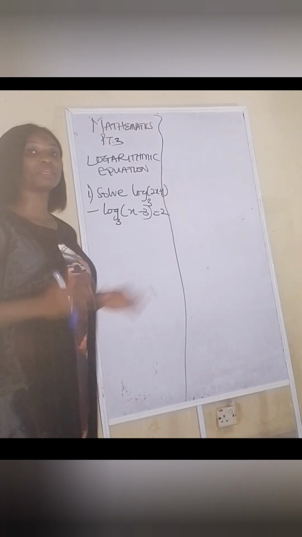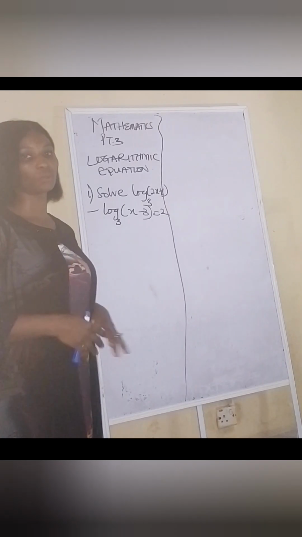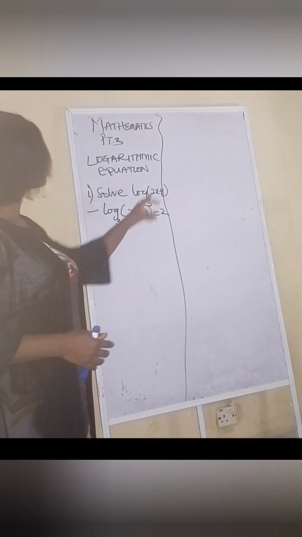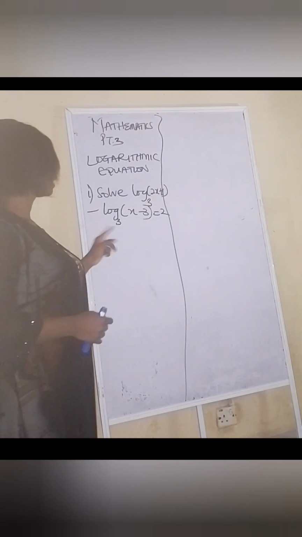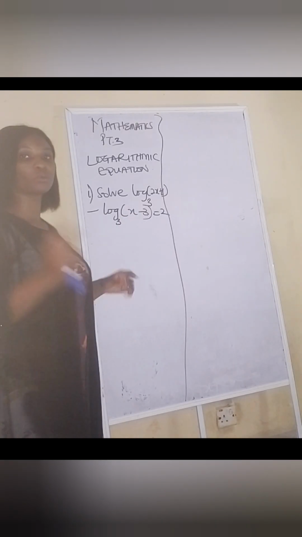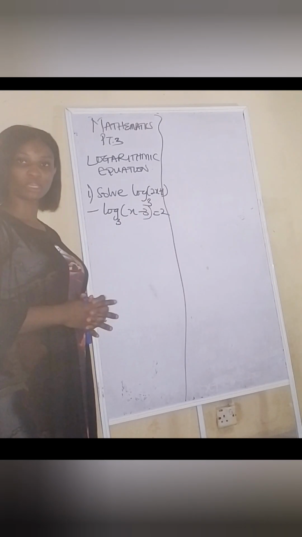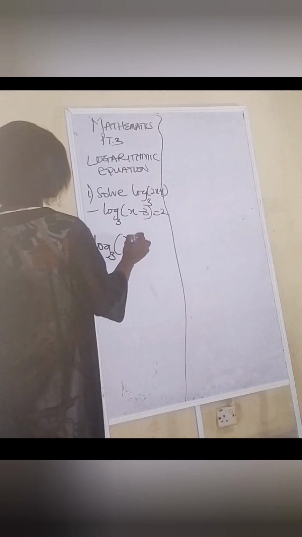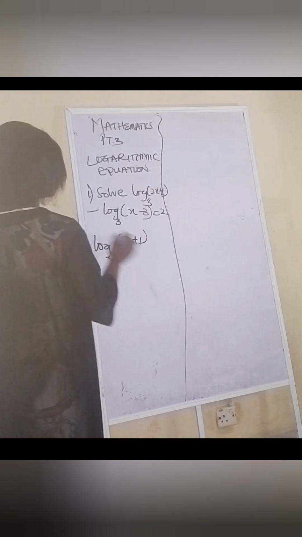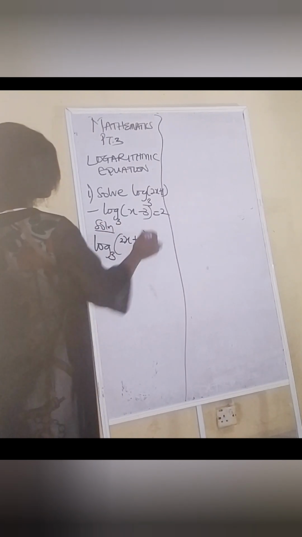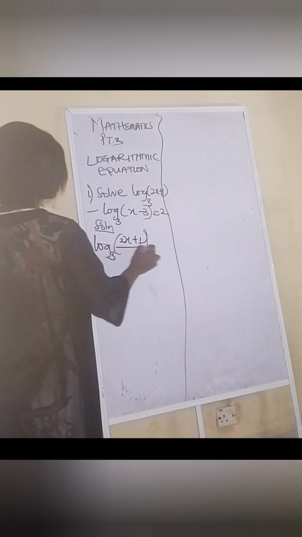Alright, so this is another question that we are meant to smash. Okay, so now this is a new subtopic, logarithmic equation. So now let's solve. It says solve log of 2x plus 1 base 3 minus log of x minus 3 base 3 equals 2. So now we already know that minus is what? Division in logarithm. Okay, so now let's do that. So now we have log base 3 of 2x plus 1 divided by x minus 3 equals 2.